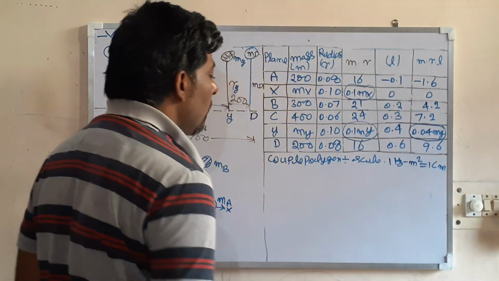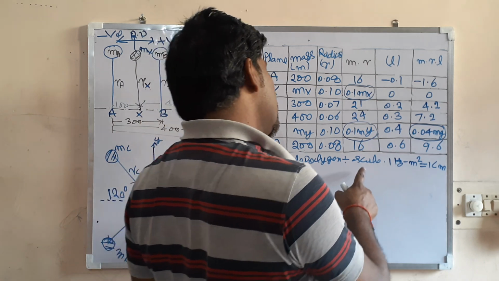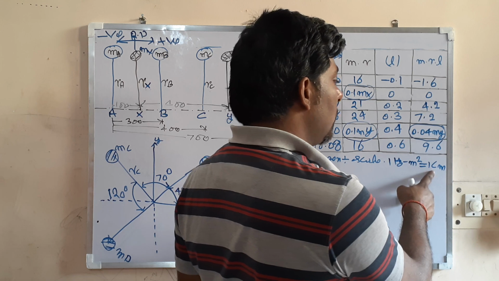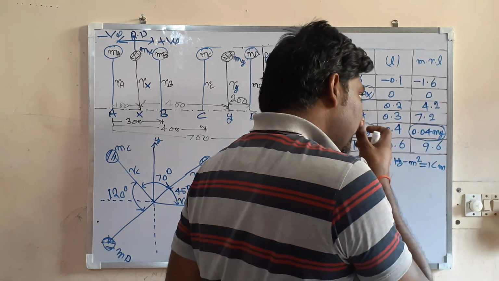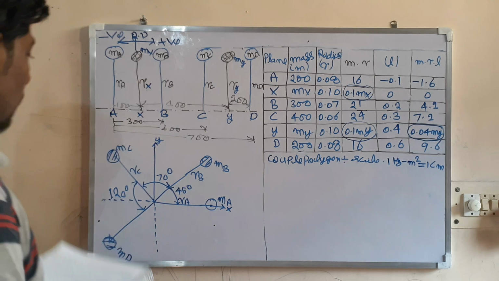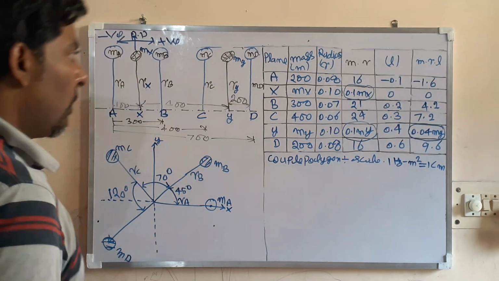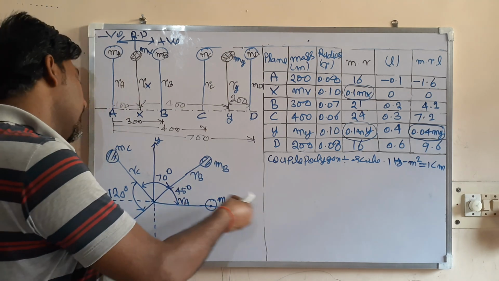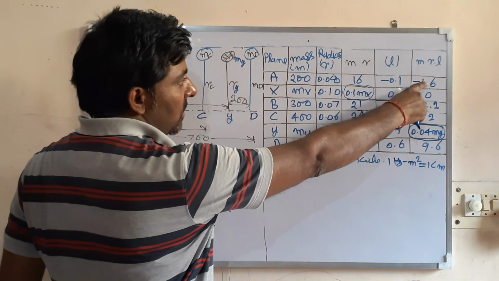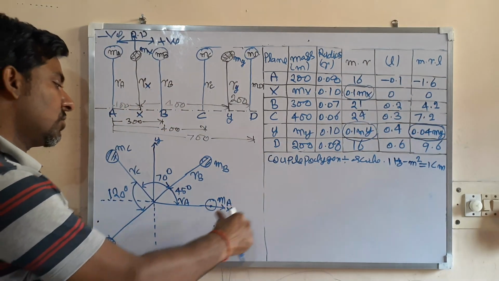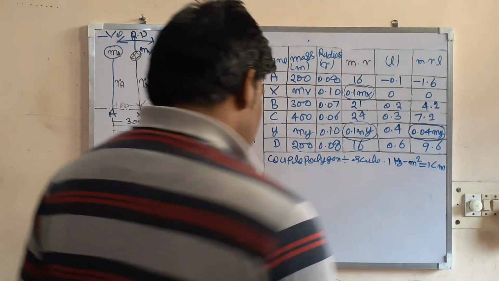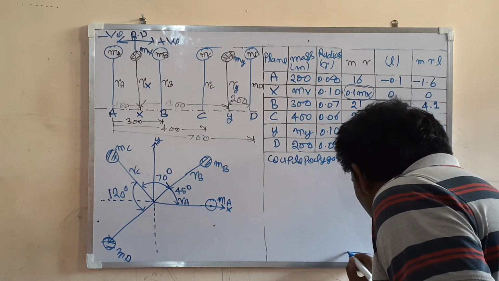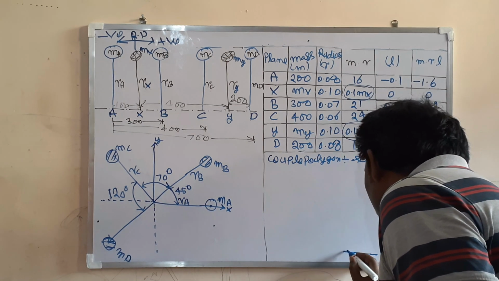To draw the couple polygon, first of all you have to take the scale. I have taken a scale of 1 kilogram meter square equal to 1 centimeter. Now let us draw. What will be the direction of the couple? If it is positive, it is radially outward. If it is negative, then radially inward. So this first couple is minus for this MA, so that will be radially inward.